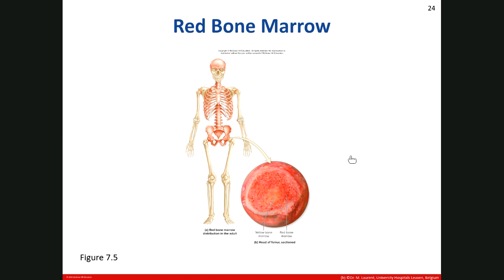And here in this part, you see how the yellow bone marrow forms in the middle of the bone, and progressively it can occupy all the spaces and replace the red bone marrow.